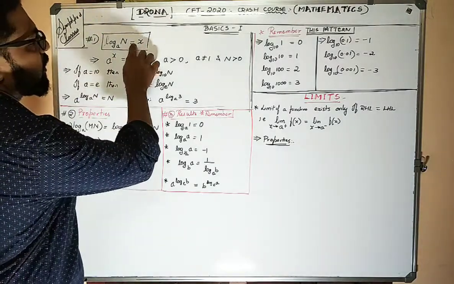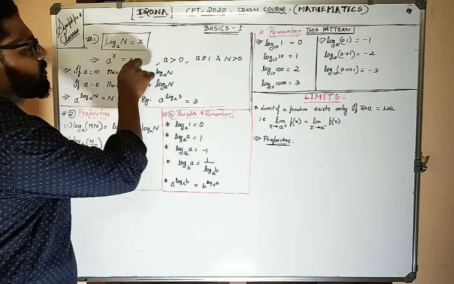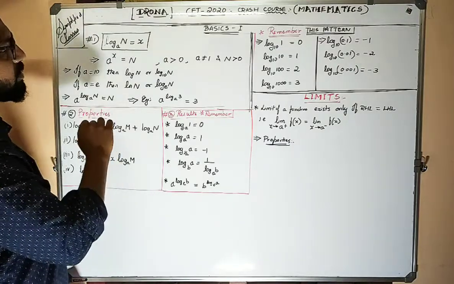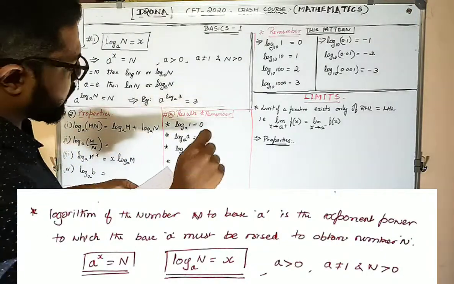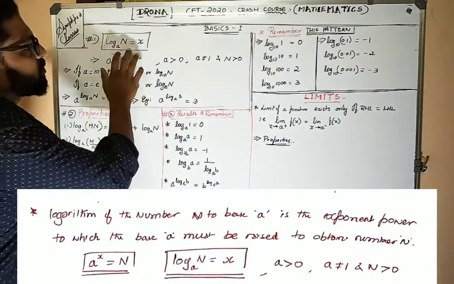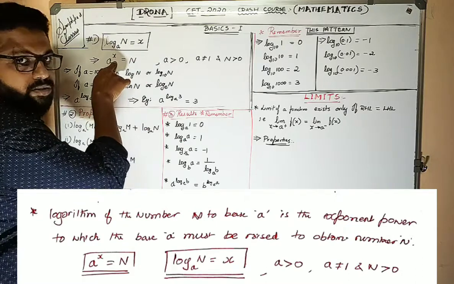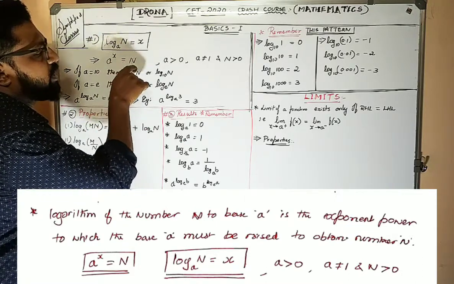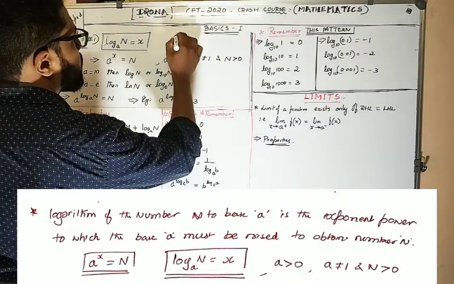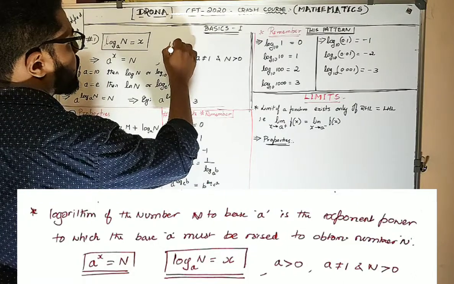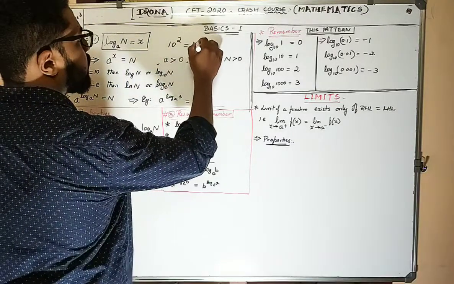Logarithm of a number is nothing but the exponent power to which the base needs to be raised in order to get the number. So imagine, logarithm of a number n to the base a is the exponent power to which the base a must be raised. So log n base a is equal to x, and this x is nothing but the exponent power which is raised to obtain a number. I'll give an example for that. I'll take 10 to the power of 2 is equal to how much? 10 to the power of 2, you already know, is 100.